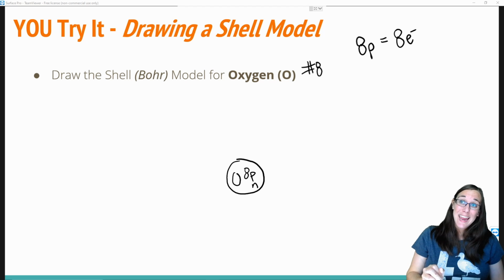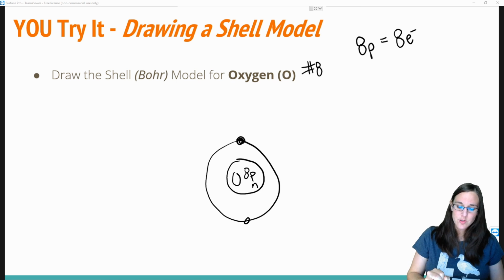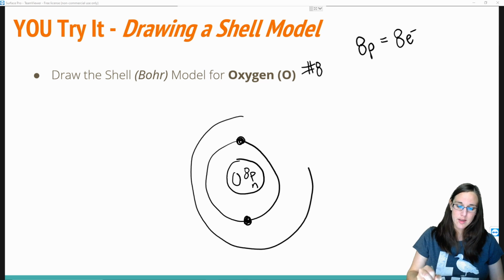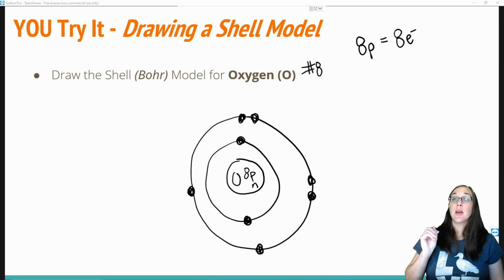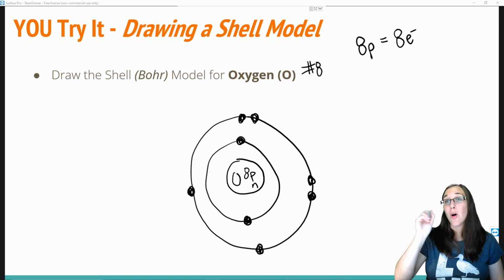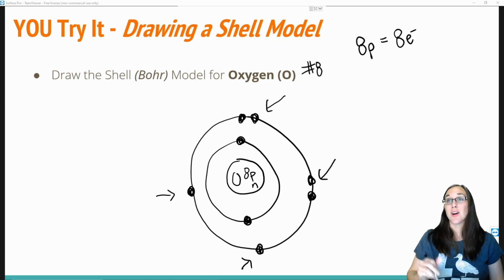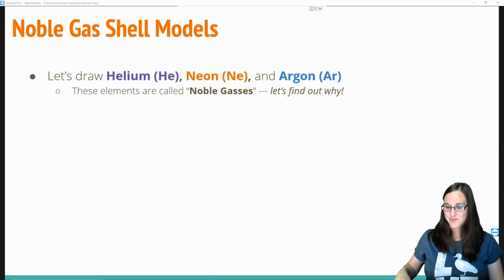We're going to now fill in 8 electrons. In the first shell, we can only fit 2. So 1, 2. In the next shell, we can fit a max of 8. So we already have 2, but we need to get up to 8 total. So 1, 2, 3, 4, 5, 6, 7, 8. Notice how I played ring around the rosy. I went all the way around first and then went back and paired up together. So I have 2 lonely electrons and 2 coupled electrons. Hopefully you got that same answer.